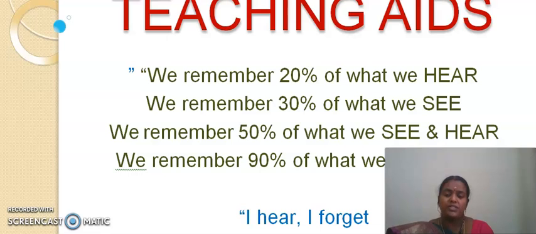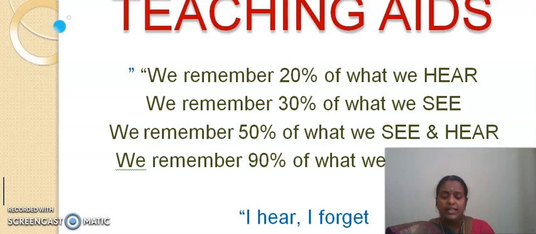This quote tries to explain that whatever we see or hear will stay in our memory for a very short time. If we see and hear, it will also stay, but only 50% of the content will be in your mind. But if we say and do, surely it will be in your mind for a long time, and 90% of the content will be in your mind. So this is the fact. Actually, it has been scientifically proven also.